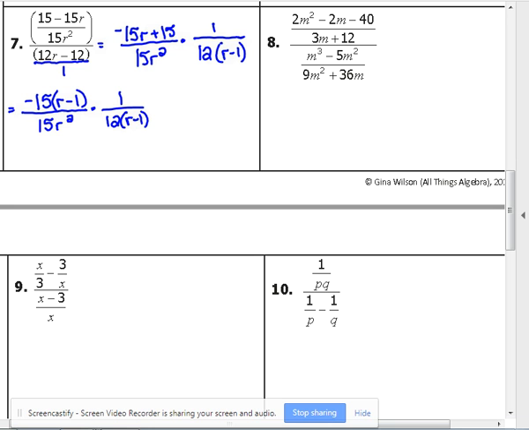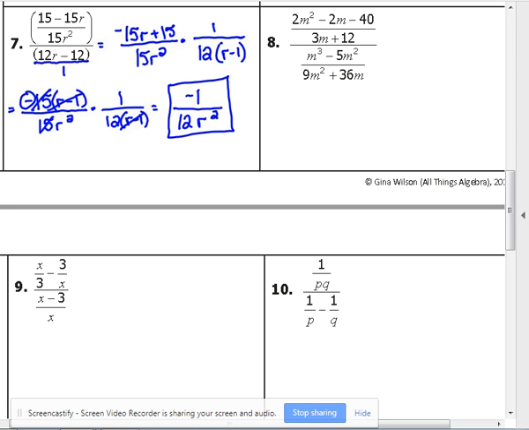So we can cancel the r minus 1s. We can cancel the 15, but don't lose that negative right there. So what we've got left is a negative times 1, so that's a negative 1 in the numerator. And then we've got the 12 and the r squared left in the denominator.